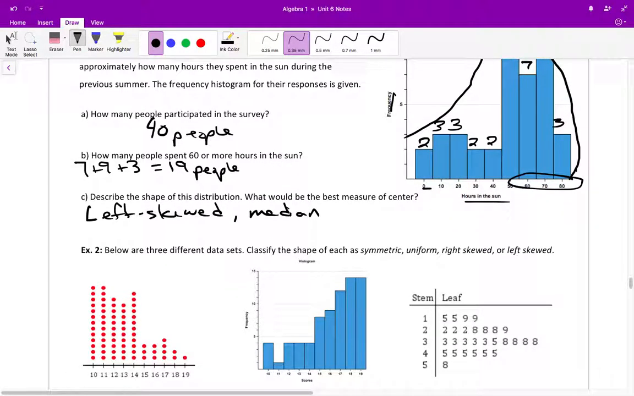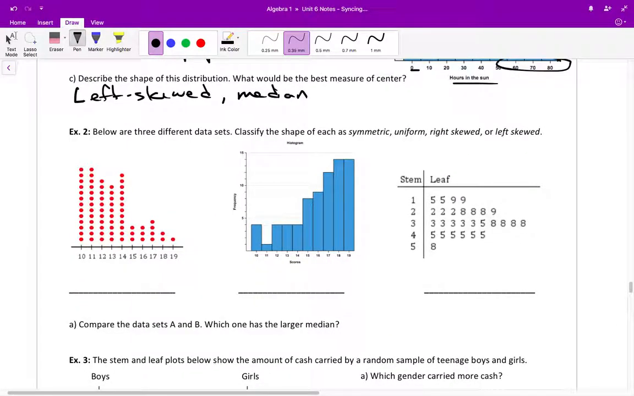Alrighty. So, example 2 here. It says below there are 3 different data sets. Classify the shape of each as either symmetric, uniform, right skew, or left skew. For this first one, it looks like it's going down and to the right, so that is going to be a right skewed shape. For the next one, it looks like it is going down and to the left, so that one would be left skewed.